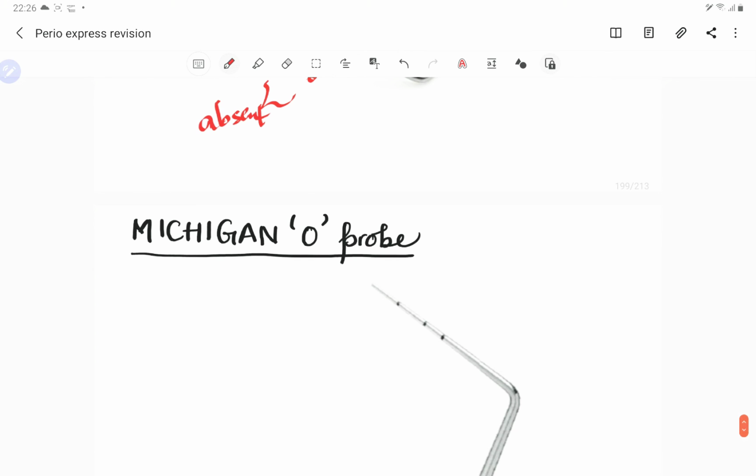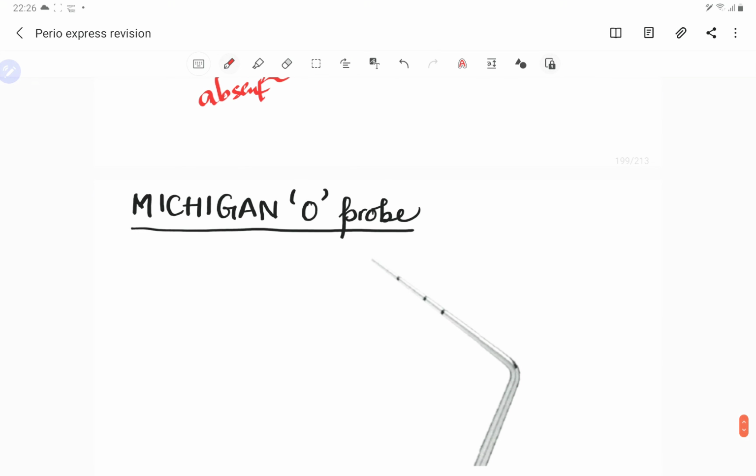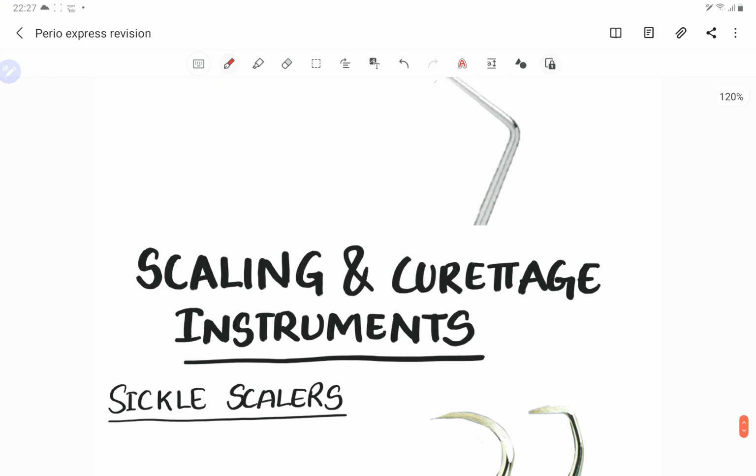So next one, guys, we have is the Michigan O probe. See, guys, the Michigan O probe has 3 markings. A marking at 3, a marking at 6, and you can see here this one is closer, so this is 8 millimeters. So 3 markings are present: 3, 6 and 8 millimeters.